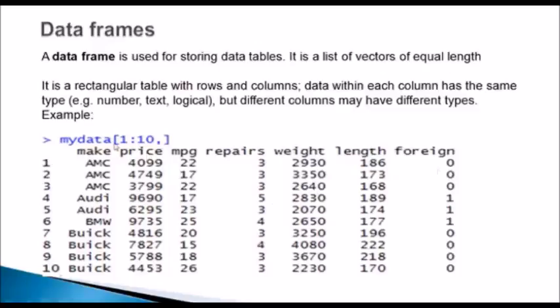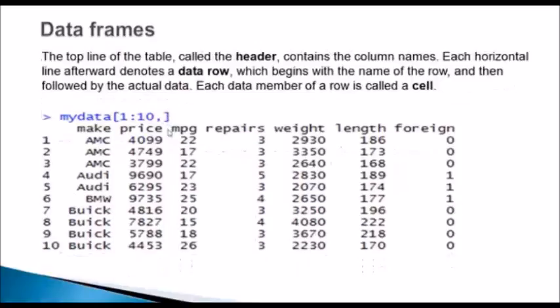This is what the data sets are. It is creating the data frame: make, price, MPG, repairs. This is my data frame, and these are all my variables. Now we can play around with that, creating examples and labs based on all that I have defined so far. The top line of the table is called the header, we all know that, right? So there are no issues in that. And each horizontal line afterward denotes a data row. These are all our data rows, which we will be using most of the time. Each data member of the row is called a cell. This is what we call a cell, right?